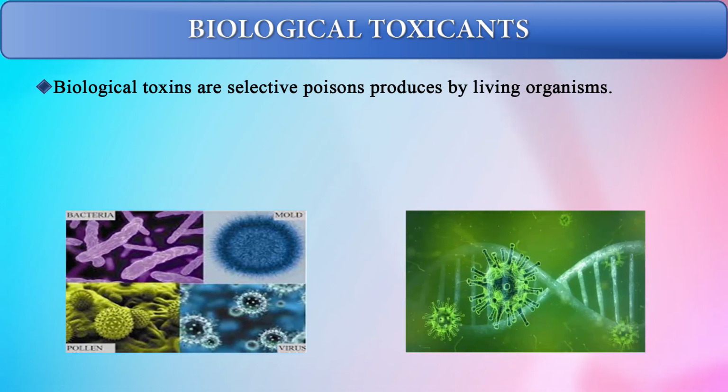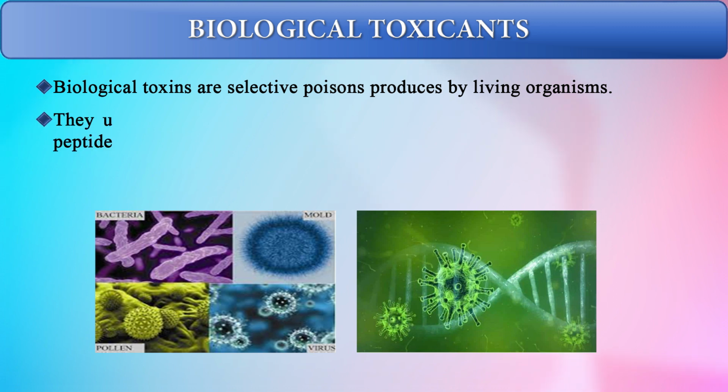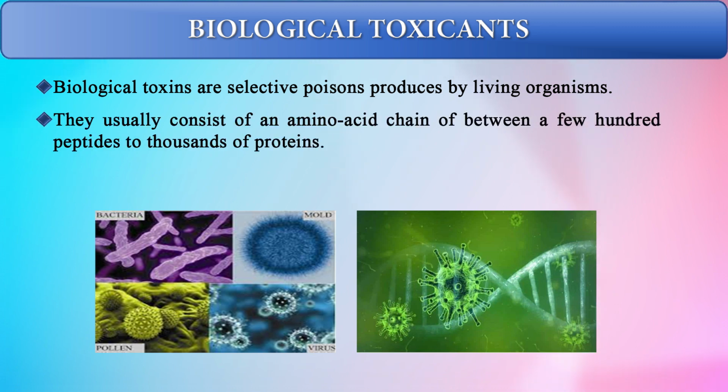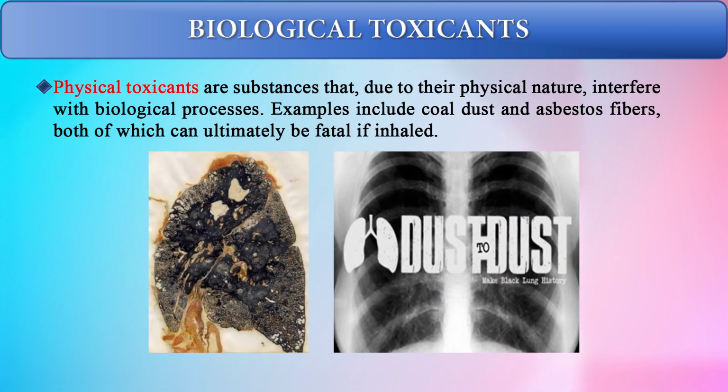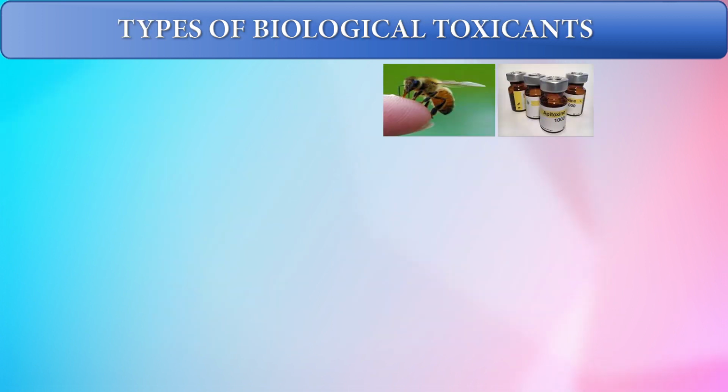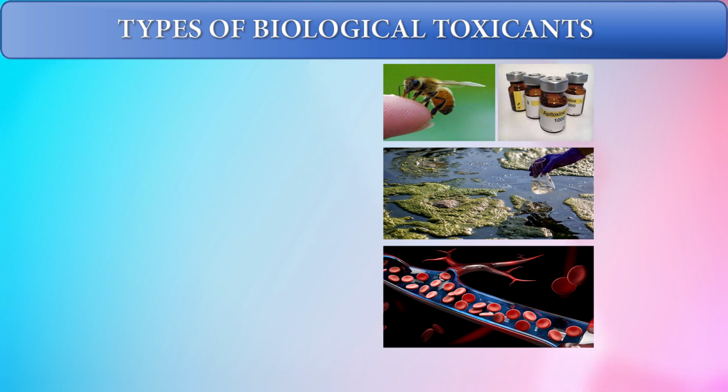Biological toxicants are selective poisons produced by living organisms, which usually consist of an amino acid chain of between a few hundred peptides to thousands of proteins. In nature, bacteria, fungi, algae, plants and animals produce a vast range of toxins. Now come to the physical toxicants. These are substances which, due to their physical nature, interfere with biological processes. For example, coal dust and asbestos fibers, both of which can ultimately be fatal if inhaled by human beings or animals.